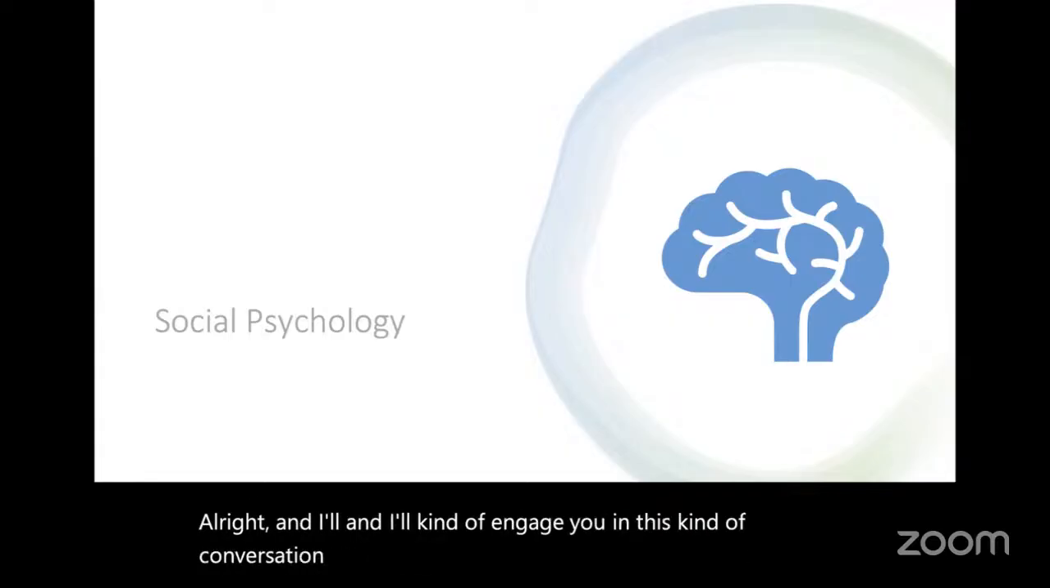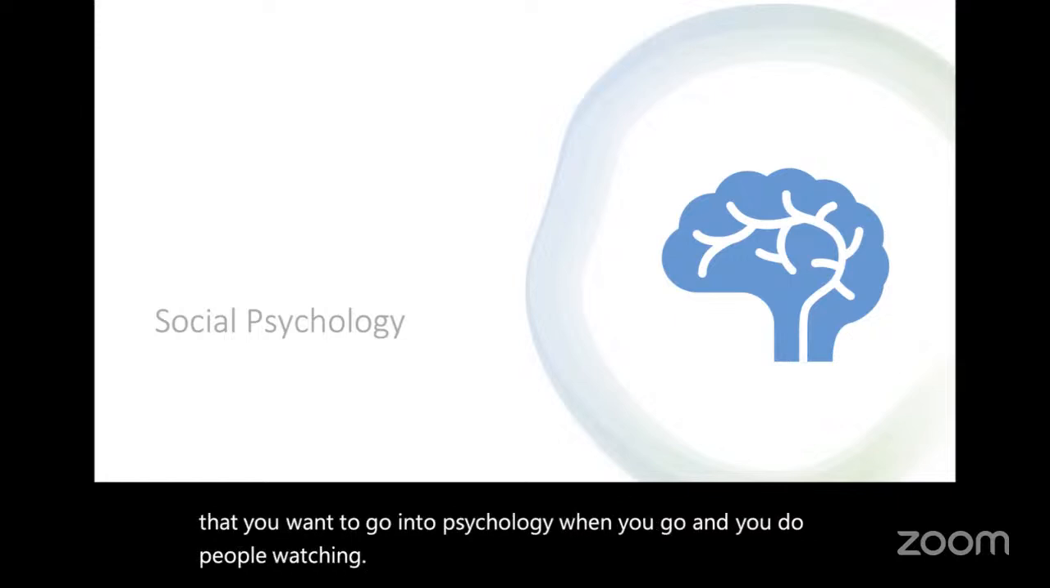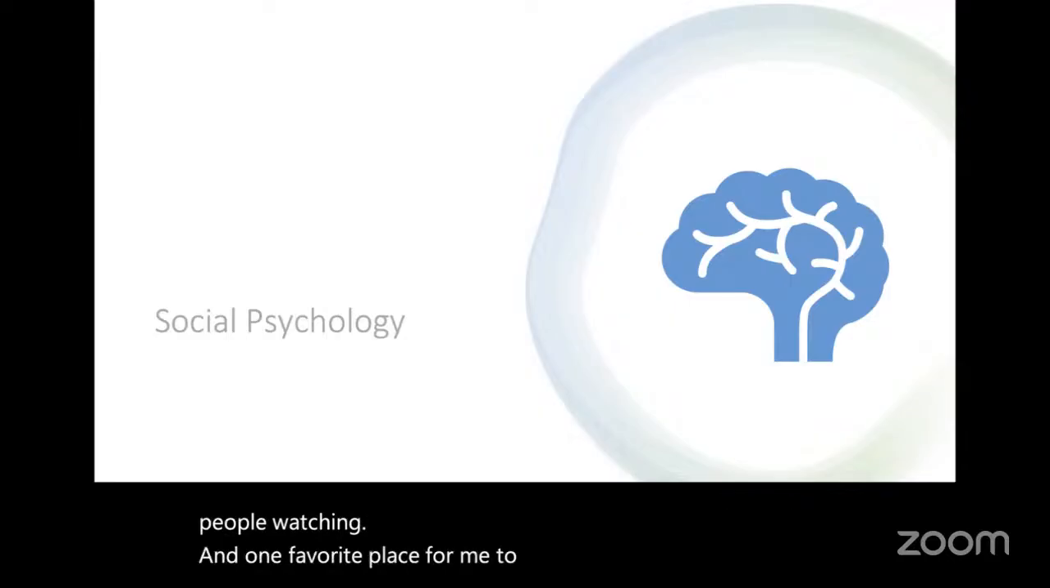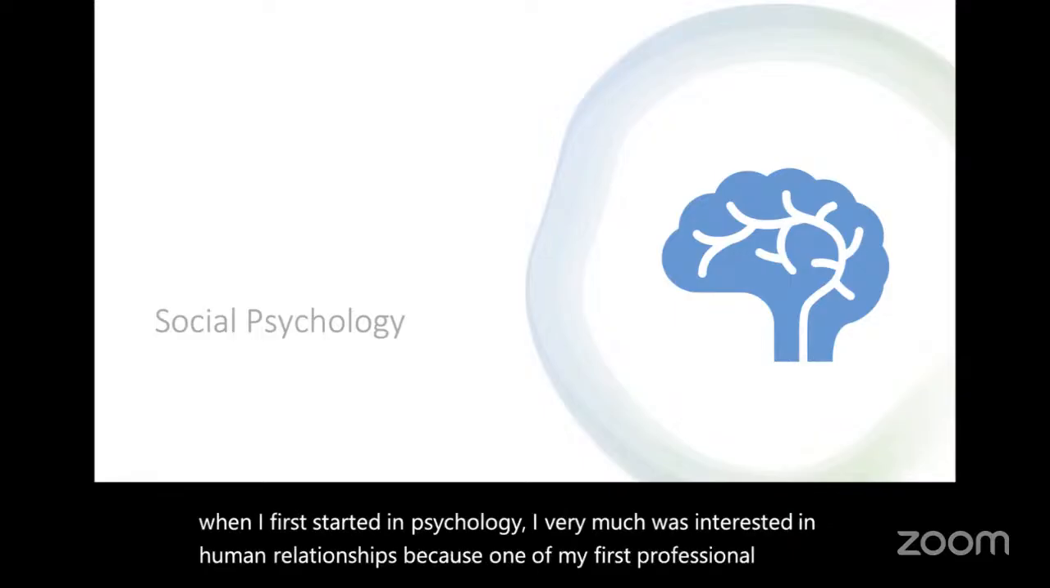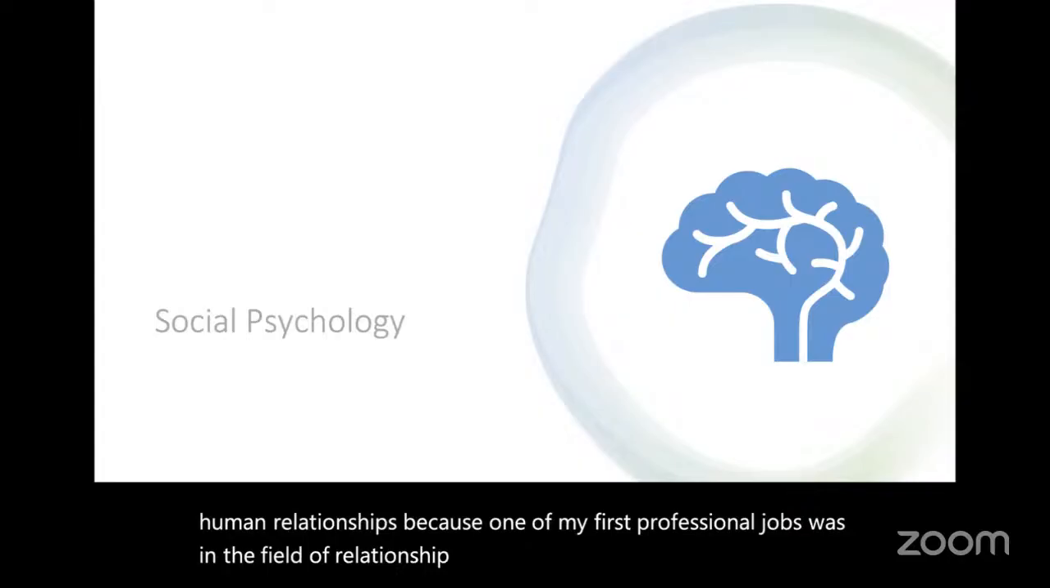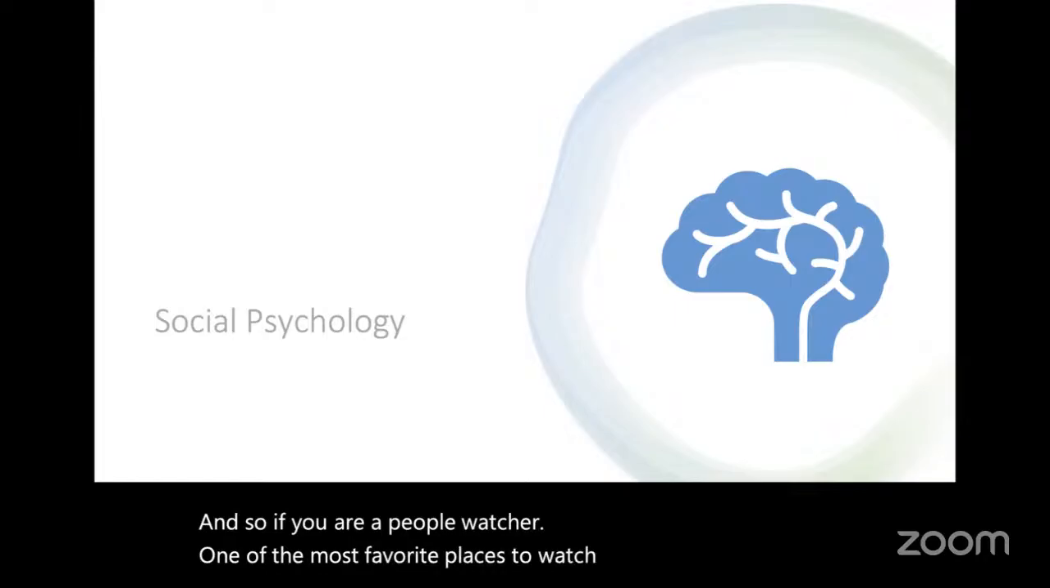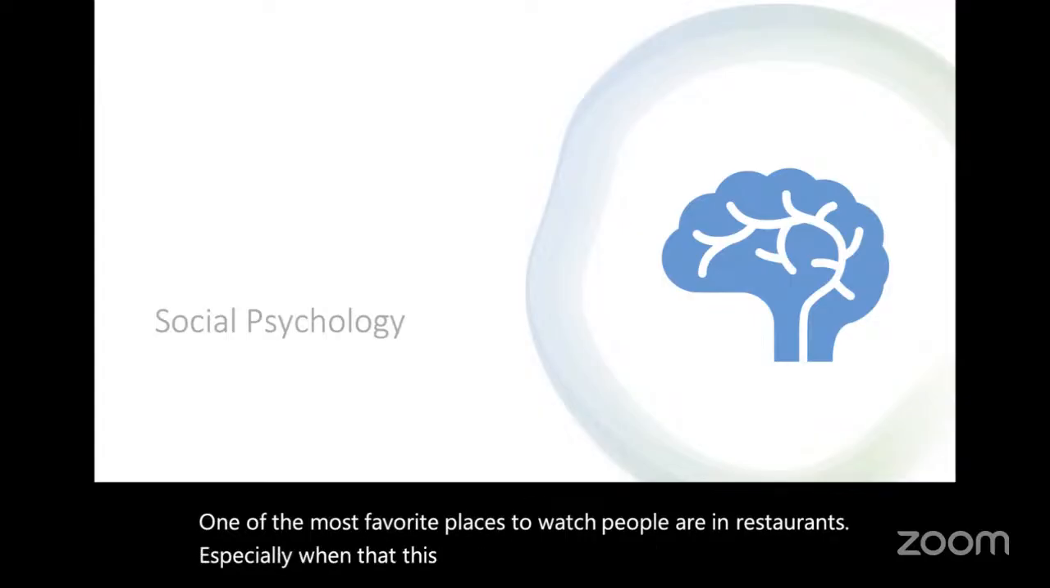You know that you want to go into psychology when you do people watching. And one favorite place for me to do people watching, because when I first started in psychology, I very much was interested in human relationships, because one of my first professional jobs was in the field of relationship violence. And so I've always been very interested in the interaction of two people who may or may not fall in love. And so if you are a people watcher, one of the most favorite places to watch people are in restaurants, especially when you know that this is their first date.